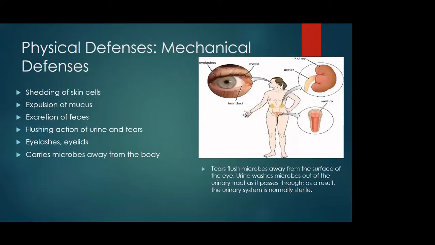Other defenses, shedding of skin cells we talked about, expulsion of mucus we talked about, excreting your waste, right? You are excreting a huge amount of bacteria with that. The flushing action of urine and tears. So urine actually flushes the urinary tract on the way out to keep pathogens out. Your tears help keep pathogens out of your eyes. In terms of your eyes, you also have your eyelashes and your eyelids that help keep things out. And all of those things can carry microbes away from the body.